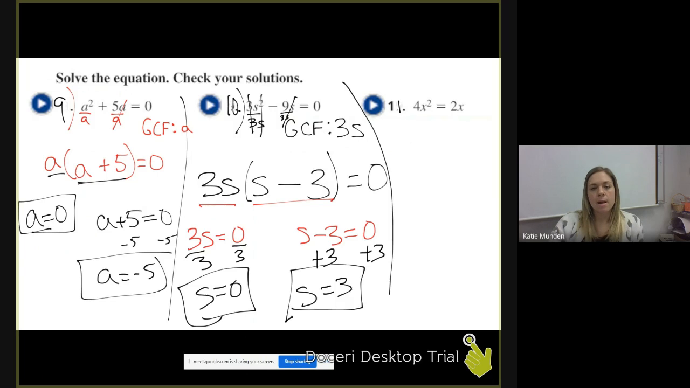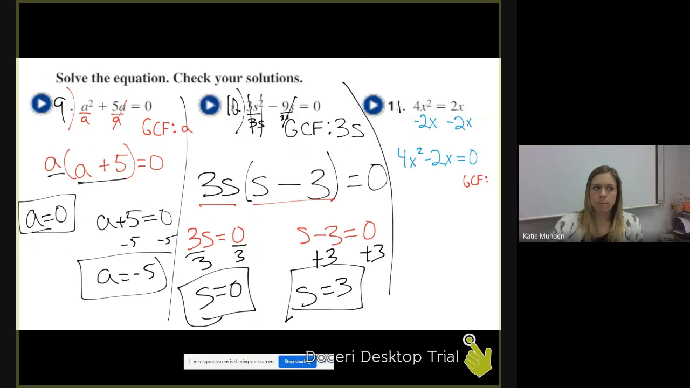Okay. Now, last one. That says 11. It does not look very good, but you know what I mean. Okay, so we first need to get it equal to 0 because we're going to use the zero product rule. There's no like 2x product rule. So I'm going to move everything to where my lead coefficient is positive. It just makes factoring a little easier than when it's not positive. So I'm going to subtract 2x from both sides. So I have 4x squared minus 2x. Now it equals 0. Now I can pull that GCF out front.